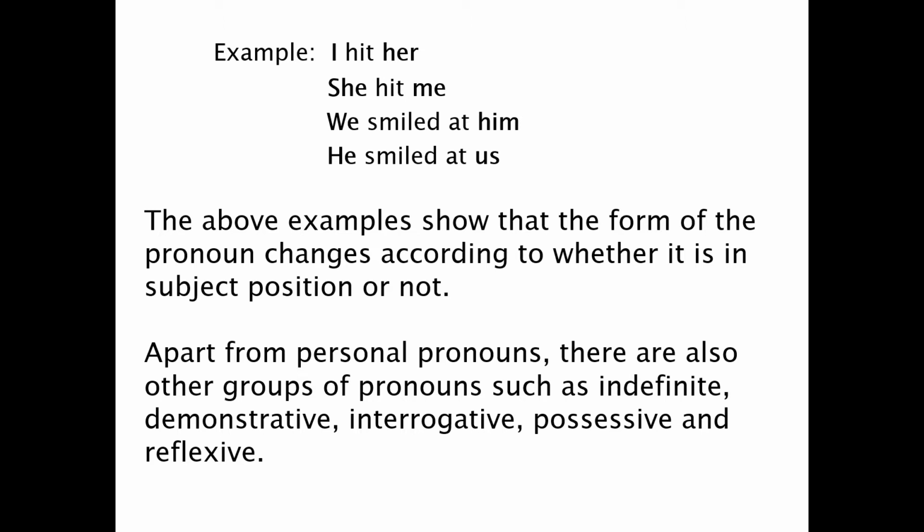If I say I myself met the man, I myself is a noun phrase, so I is the noun phrase and myself is a modifier. So it just confirms the sentence. It makes it emphatic. The above examples show that the form of the pronoun changes according to whether it is in the subject position or not. So I met her, I hit her, I saw her. Okay, she hit me. So I is subject and me is an object because it comes after the verb.